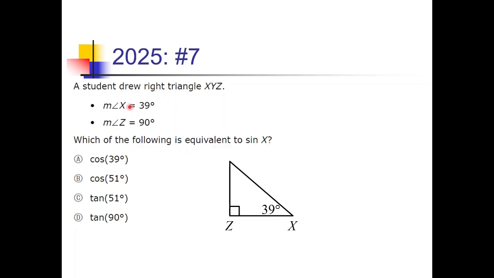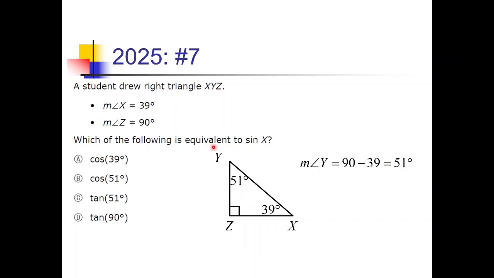And that means that Y is going to be my other angle, and I can actually calculate that. Since there's only 90 degrees left over if I've already used up this right angle, that means that Y is going to be 90 minus 39, which comes out to 51 degrees. So I'll put that in here as well. And we noticed the 51 in the answer choices, so that tells me I'm on the right track here.